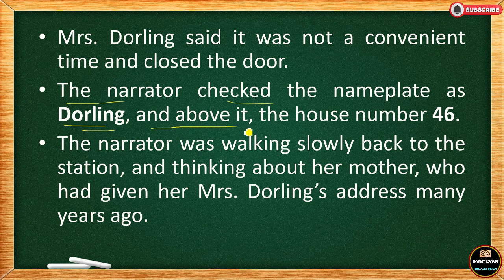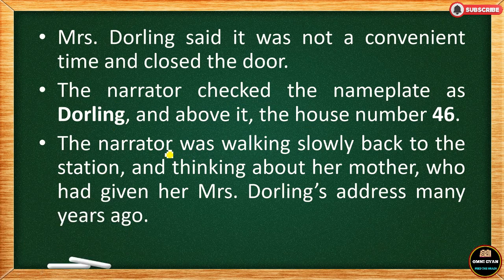And above the door, it was written house number 46. Exactly the address given by the narrator's mother. House number 46. So-and-so address, okay? And the nameplate read Darling. So the narrator felt very bad because Mrs. Darling had refused to talk to her.